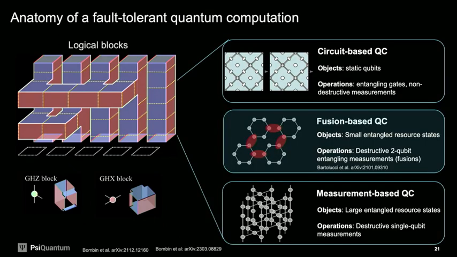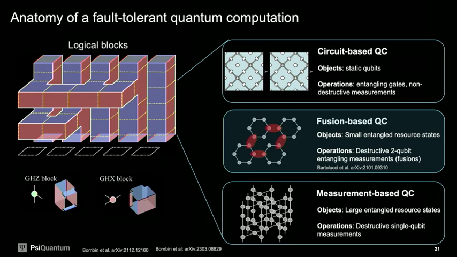But another advantage of thinking about computations in this picture is that it lets us compile down to physical instructions on hardware for different models of computation. Everyone has their own favorite way of thinking about computation, and a few of them are listed here. There's circuit-based, where you perform unitary gates and single qubit measurements, or maybe multiple qubit measurements, on some static array of qubits. There's measurement-based quantum computation, where you prepare some fixed large entangled resource state, and then the computation proceeds by just doing single qubit measurements, destructive single qubit measurements typically.